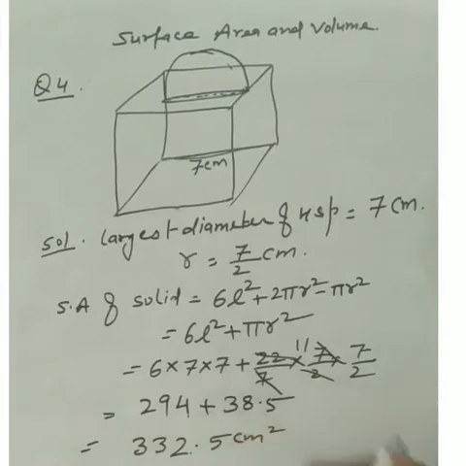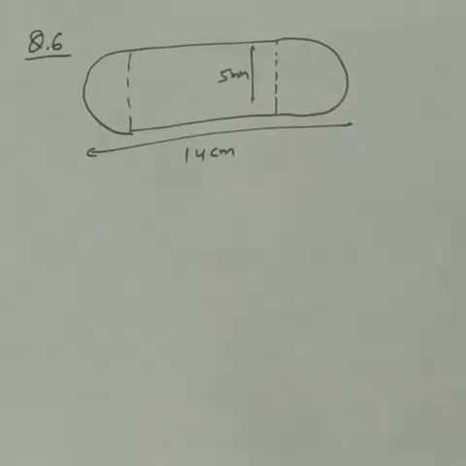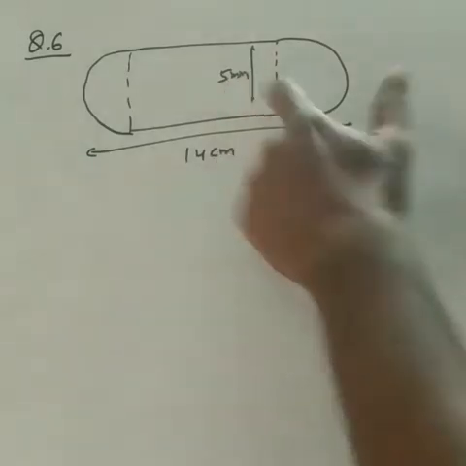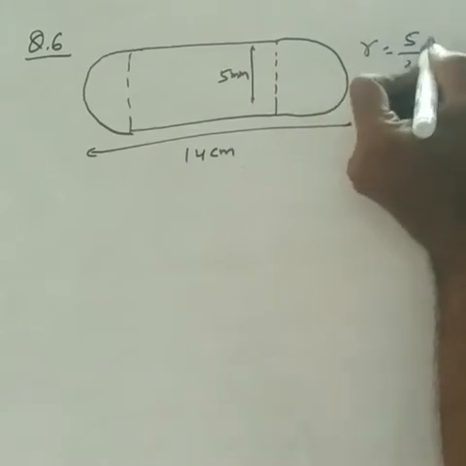332.5 centimeter square is the surface area of the solid. A medicine capsule is in the shape of a cylinder with 2 hemispheres stuck to each end. The length of the entire capsule is 14. Diameter is 5, so radius will be equal to 5 upon 2 mm.